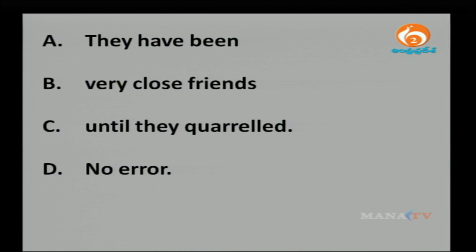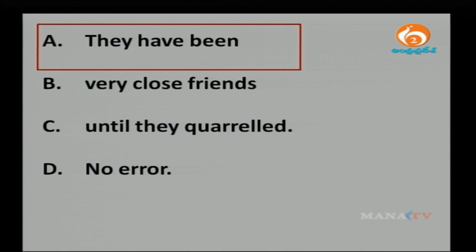They have been very close friends until they quarreled. Quarrel means fight. The correct answer here is "they have been". No. Now, "have been" means present tense. So, they were very close friends until they quarreled.